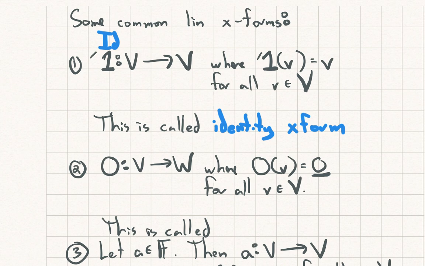Another one that's equally as simple but in a different way is the zero transformation. So this one's called the zero transformation.